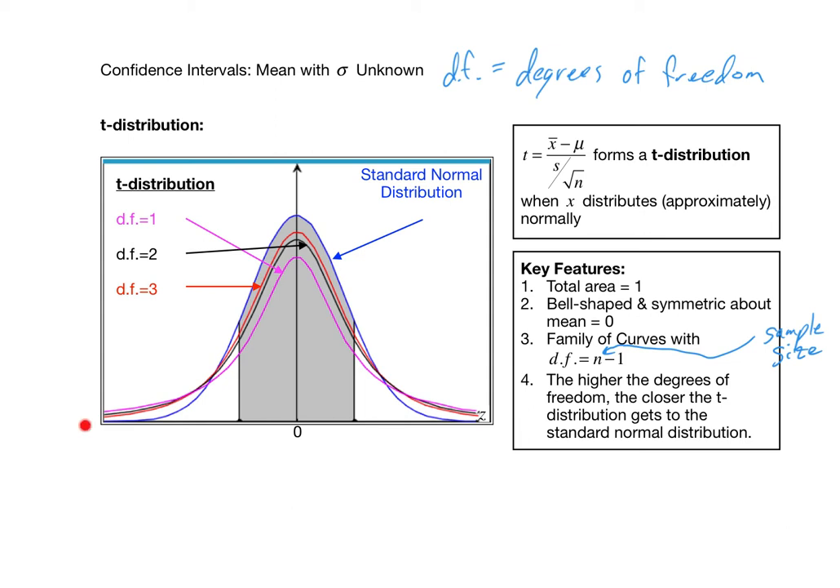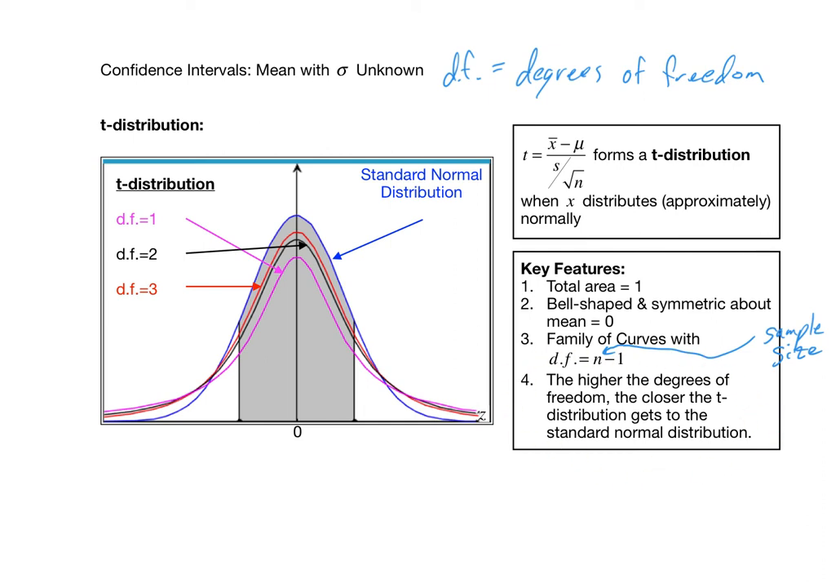This magenta colored one has degrees of freedom 1. This black one has degrees of freedom 2. And this red one has degrees of freedom 3. As the number of degrees of freedom goes up and up and up, notice that the curve is getting closer and closer and closer to approximating the standard normal distribution. That's what this fourth key feature is here.